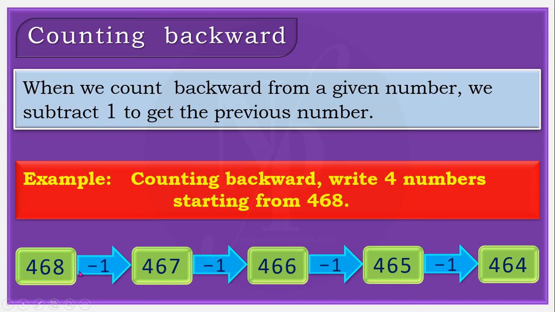So when we count backward from a given number, we subtract 1 from the given number to get the previous number. Again you subtract 1 from it, you will get the number that comes just before this number. So like this, if you go on subtracting 1 from the given number, you will go on getting the number that comes just before it, which is called counting backward. So this is about counting forward and counting backward from a given number.